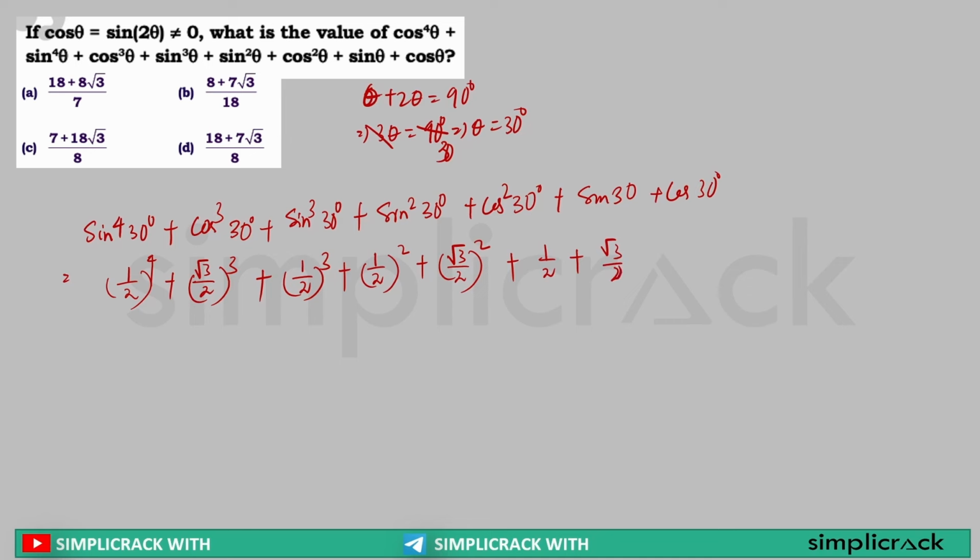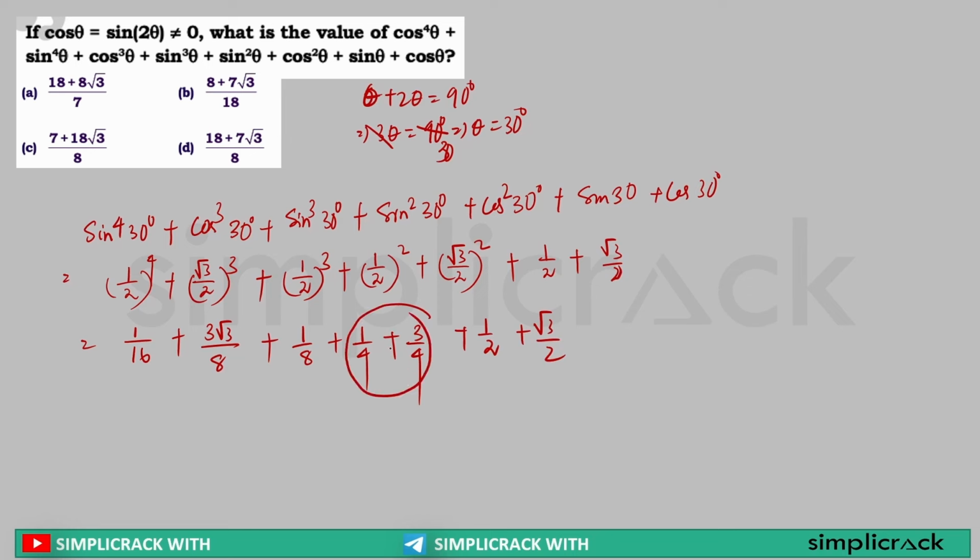Clear? Yes. Now 1 by 2 to the power 4 is equal to 1 by 16, plus root 3 cube by 8, that is 3 root 3 by 8, plus 1 by 2 cube is equal to 1 by 8. 1 by 2 square is equal to 1 by 4. Root 3 by 2 square is equal to 3 by 4, plus 1 by 2 plus root 3 by 2. Now understand, 3 by 4 plus 1 by 4, that is 4 by 4. So this whole thing will be 1. Yes or no? Yes. Now this thing, what is remaining?